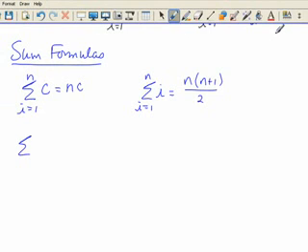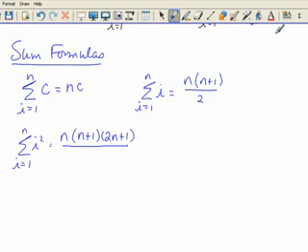There's a similar formula for i squared. If we're summing from 1 to n of i squared, you take n, multiply by n plus 1, multiply by 2n plus 1, and all that gets divided by 6. And you can find the value of your sum without actually having to add all n numbers.